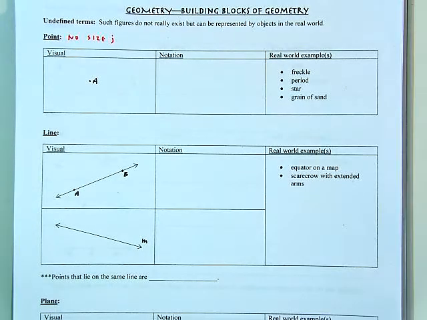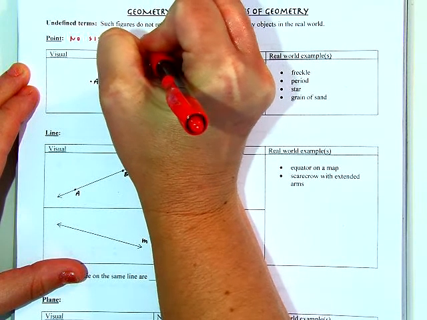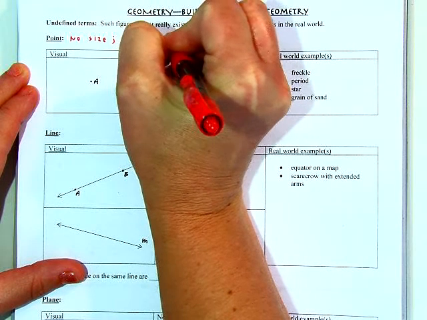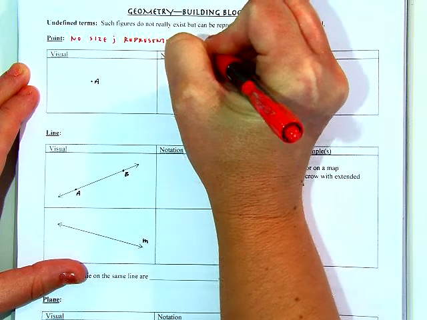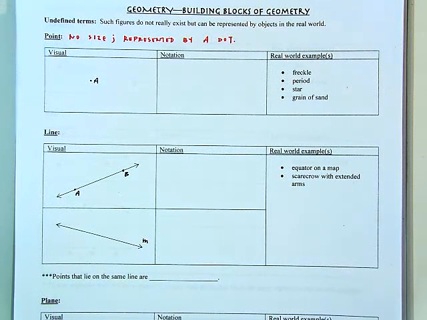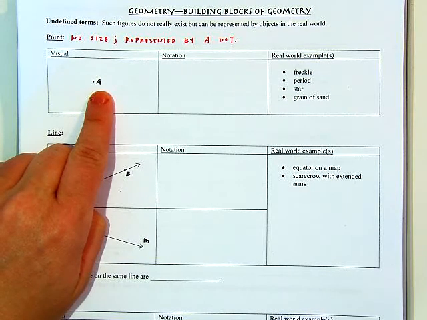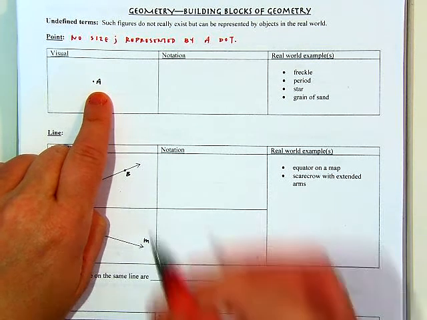Okay, but we visualize it as the tiniest little fleck we can possibly imagine, so we represent it with a dot. Again, a point has no size, but we represent it with a dot. So here in my visual, here's that little dot with an uppercase A right next to it. This represents point A.